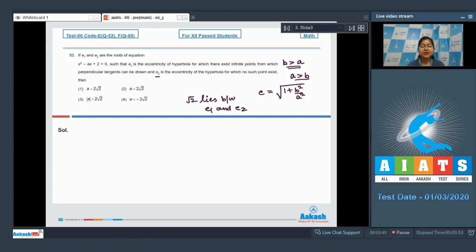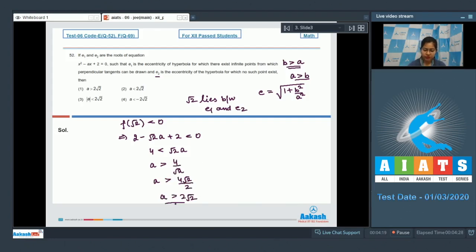Now it has been given that e1 and e2 are the roots of the given quadratic equation, which means that f(root 2) is less than 0, because the coefficient of x square is positive. So we can say 2 minus root 2 a plus 2 is less than 0, that is 4 is less than root 2 a, that is a is greater than 4 by root 2, or we can say a is greater than 4 into root 2 upon 2, that is a is greater than 2 root 2. So from the given options we can see option number 1 is the correct answer.